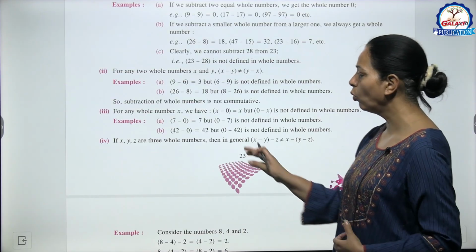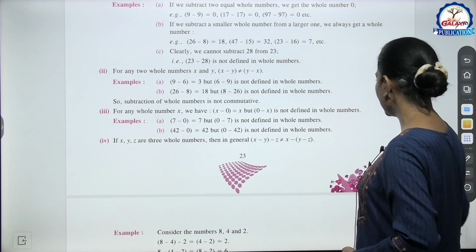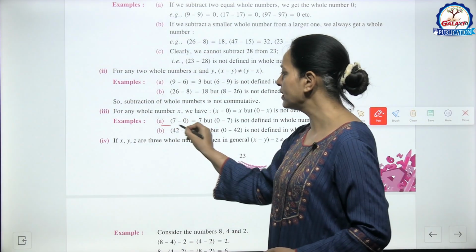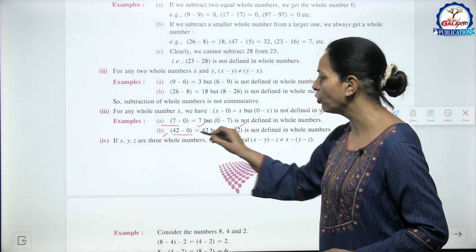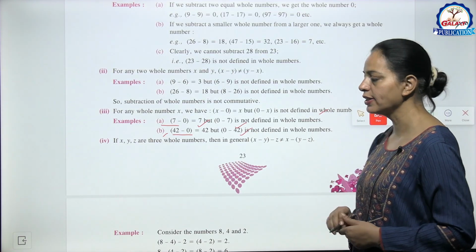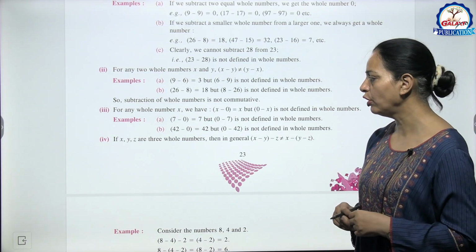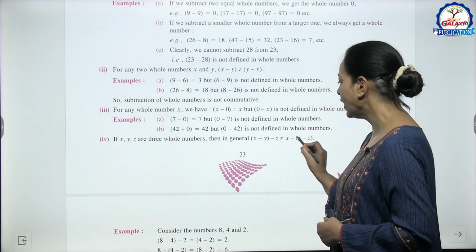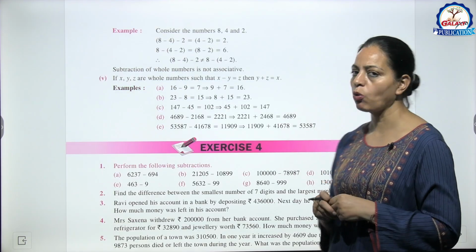Now, third point, for any whole number x, we have x minus 0 equals x, but 0 minus x is not defined in whole numbers, right? For example, 7 minus 0 is 7, but 0 minus 7 is not defined. Like B part, 42 minus 0 is 42, but 0 minus 42 is not defined for whole numbers. Now the fourth point, if x, y, z are three whole numbers, then in general x minus y minus z is not equal to x minus bracket y minus z, right? So I hope these points are clear to you.